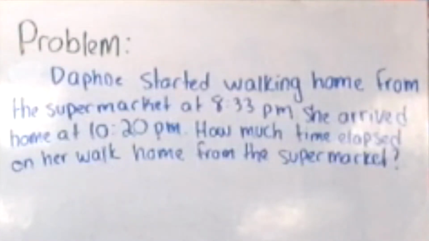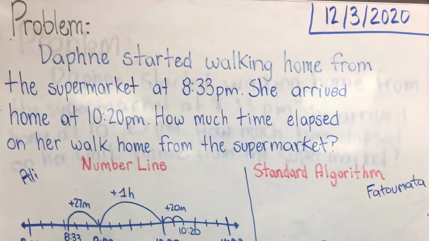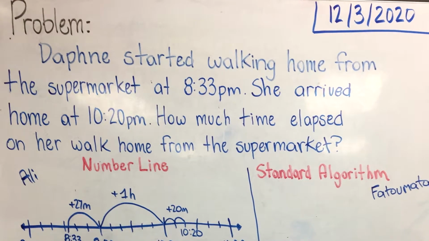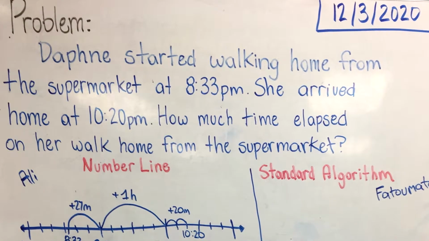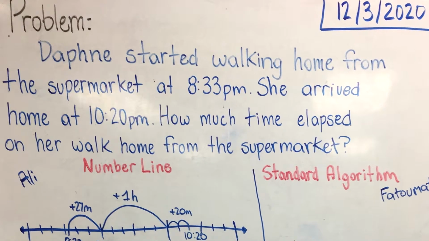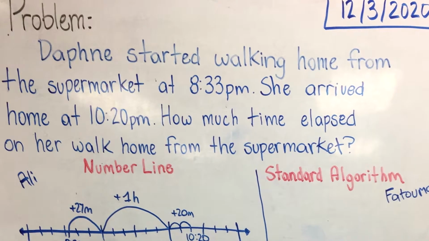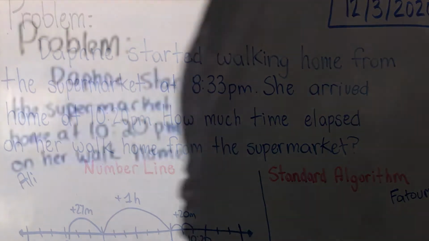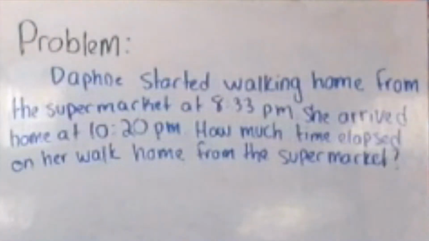Daphne started walking home from the supermarket at 8:33 p.m. She arrived home at 10:20 p.m. How much time elapsed on her walk home from the supermarket? At your desk is the actual problem. I'm going to give you guys 5 minutes to solve this. I'm going to set a timer.